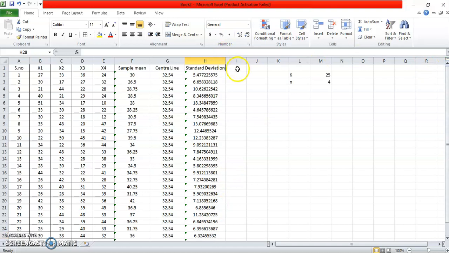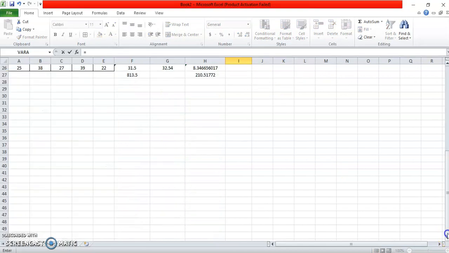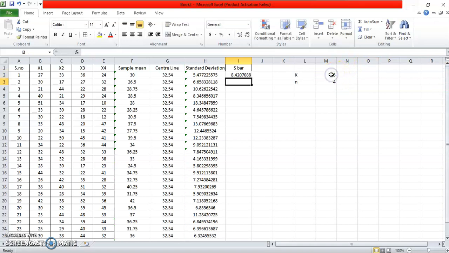Now here I am going to write down S bar, or we can also say the average standard deviation. So S bar will be equal to the sum of all the standard deviations given, divided by the total number of samples. So our S bar value is this. So my average value here is not changing. Why? Because the K, the total number of samples, is not changing.